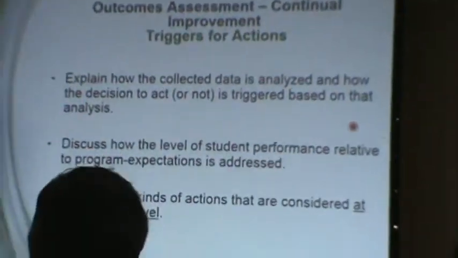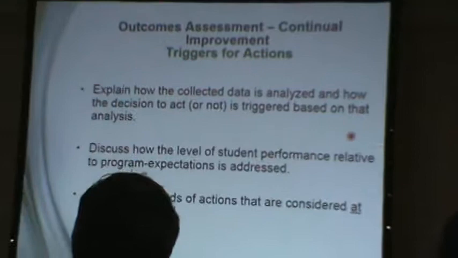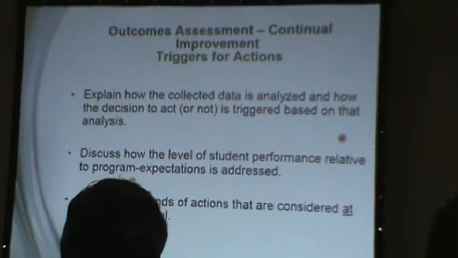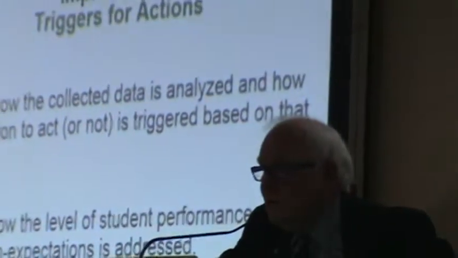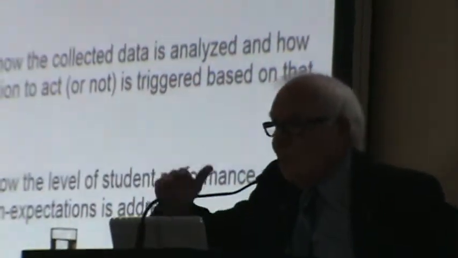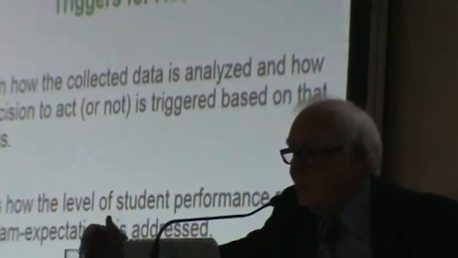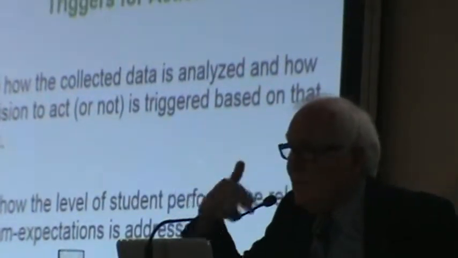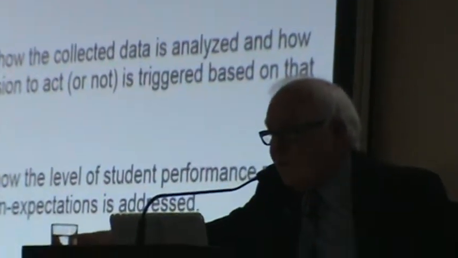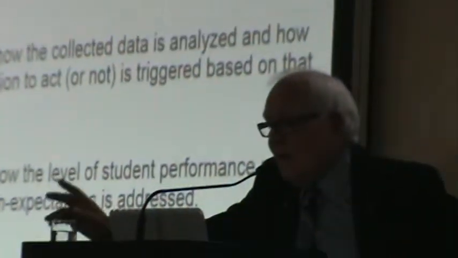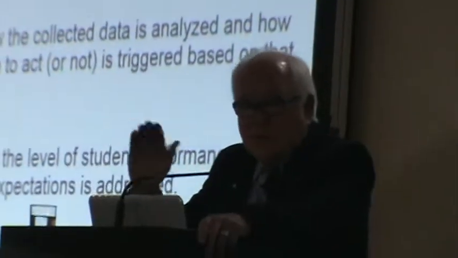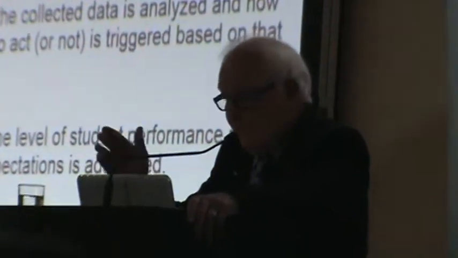We want them to discuss how the level of student performance relative to the program expectation is addressed. Because once again, institutions have high benchmarks. The students don't always attain those benchmarks. So there's a need to revisit the benchmarks to see that they're reasonable. Describe the level of actions that are considered at the program level. We're primarily looking at the program level as opposed to course level changes that can be made by professors.